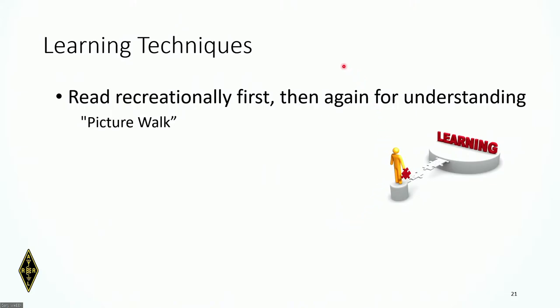So here's a tip. When you're reading a chapter, read recreationally first, then again for understanding. It's also called a picture walk. What that means is read the summary first. Go to the end of the chapter and read the summary. Then go back and look at all of the titles and headings. Look at the pictures. Don't try to understand it. That's the concept of a picture walk.